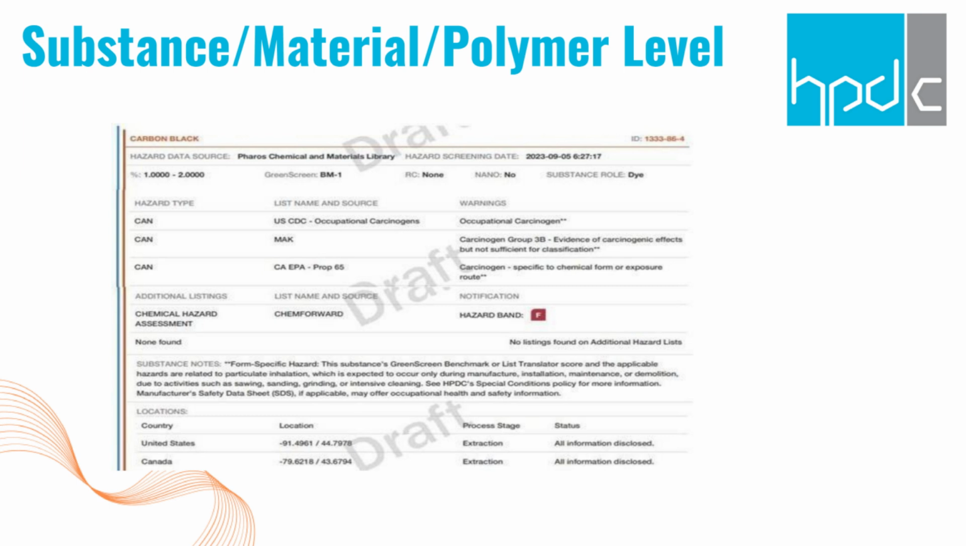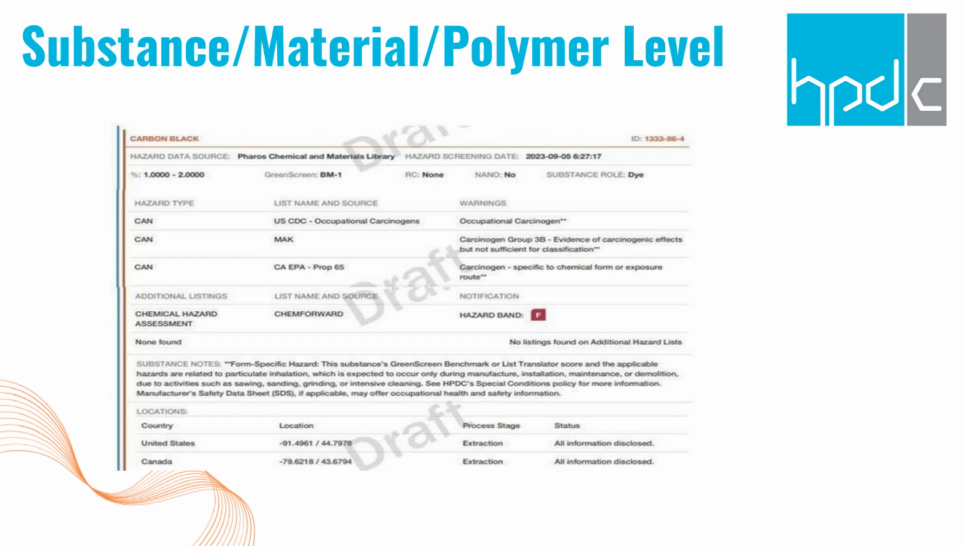Now let's look at how location data can be entered at the substance, material, and polymer levels. These entries allow for more detailed and granular tracking of supply chain inputs. For example, if a material is sourced from multiple regions, or a polymer is processed in a different country than it's extracted, that can all be captured here.